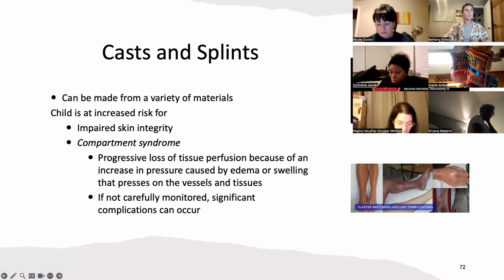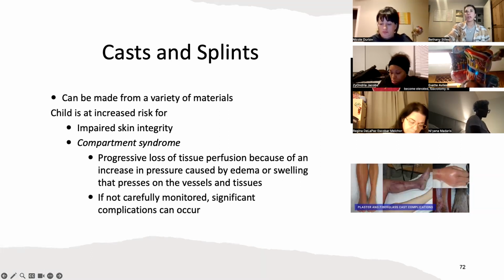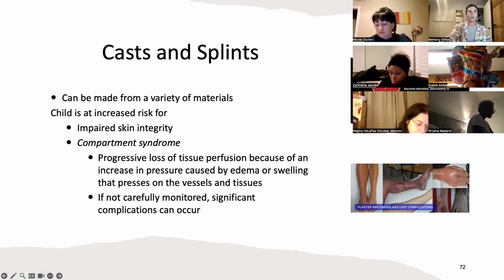Let's talk about casts and splints. So we know we can make them from a variety of materials. Any child in a cast or splint is going to be at increased risk of impaired skin integrity because it's stuck under that cast where we can't get to it. And then also compartment syndrome, and that's going to be a progressive loss of perfusion because of an increase in pressure caused by that swelling. So that's going to press on the vessels and the tissues. If we don't carefully monitor that, you can have significant complications. You can even lose your extremity from compartment syndrome.